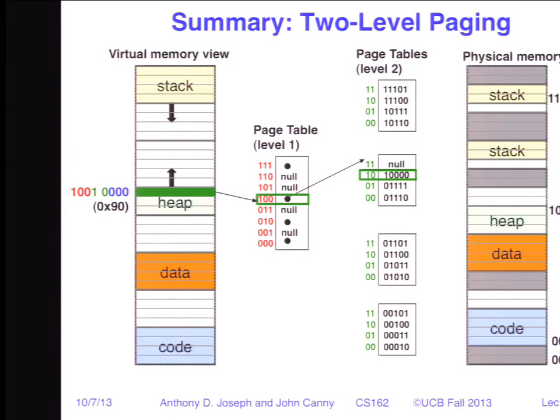Question? You want to access several addresses which are in the same physical page? Do you need to translate every time? So the question is, if I want to access multiple addresses on this page, do I have to perform the translation each time? So far, as we've seen, yes. So our machine is going to run substantially slower than we would like.